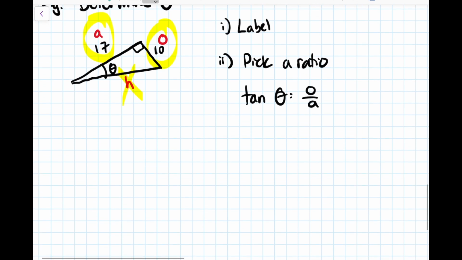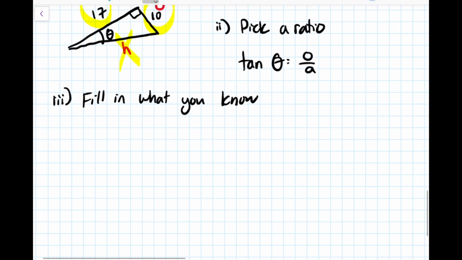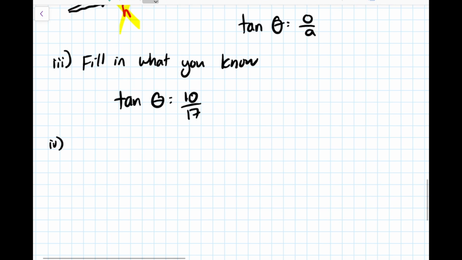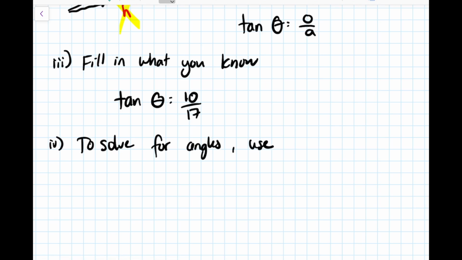Once you've picked a ratio, you're just going to plug in all the numbers that you can, whether that's side lengths or angles. So you fill in what you know. In our case, we don't know the angle, so we're just going to leave it as theta, but the opposite is 10 and the adjacent is 17. From there, to solve for our angles, we're going to use inverse trigonometric functions.